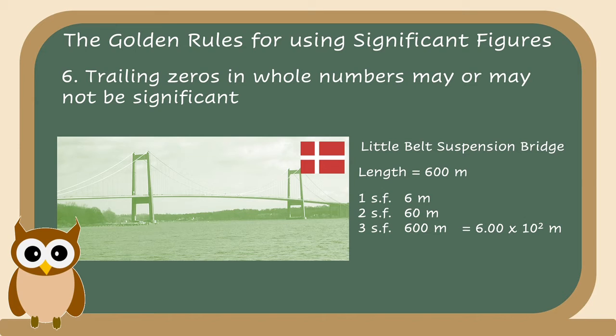To avoid such ambiguity, we can use scientific notation to indicate correctly the number of significant figures. So 600 meters can be written as 6.00 times 10 to the power of 2 meters, whereby the three digits are all significant.